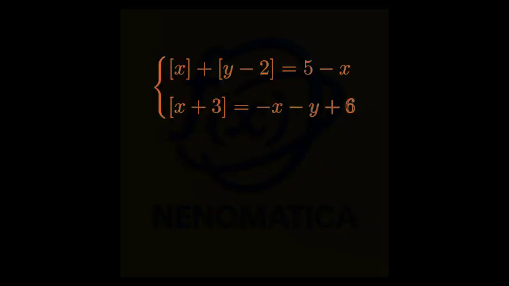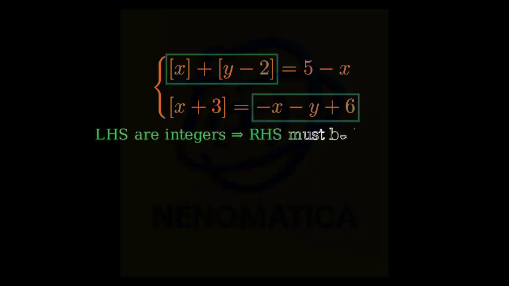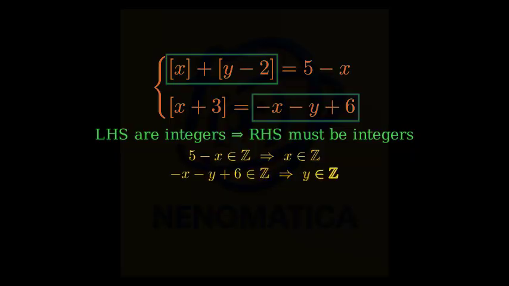Here is the system. Notice that the left sides are floor expressions, which are always integers. Key idea: because both left-hand sides are integers, for the equalities to hold, the right-hand sides must also be integers. So 5 minus x is an integer, which forces x to be an integer. Likewise, negative x minus y plus 6 is an integer. With x already an integer, that forces y to be an integer as well.